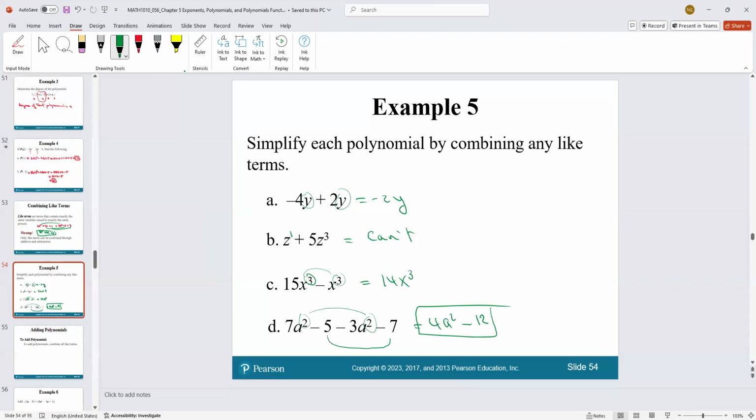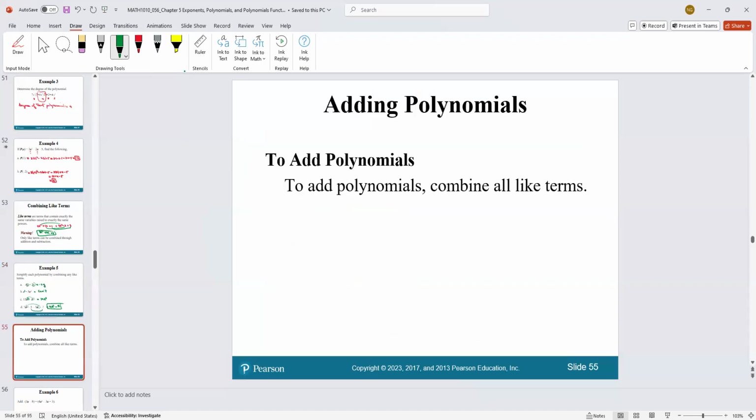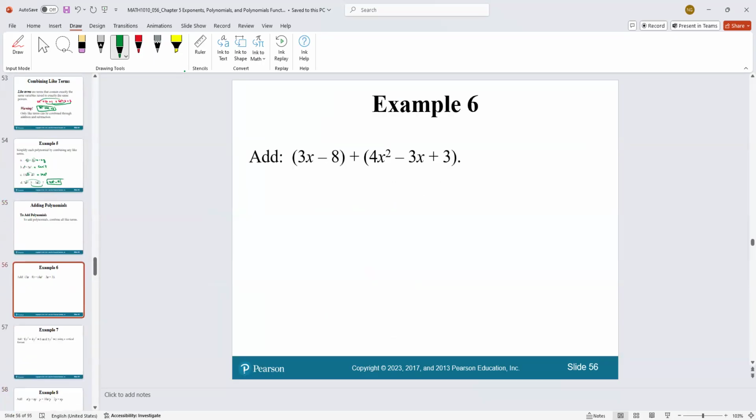Most of all that we do is to get to this point. This is it. Add polynomials. Our goal is to get there. We need to be able to add polynomials. To add polynomials, we combine all like terms. That's what we would usually do.